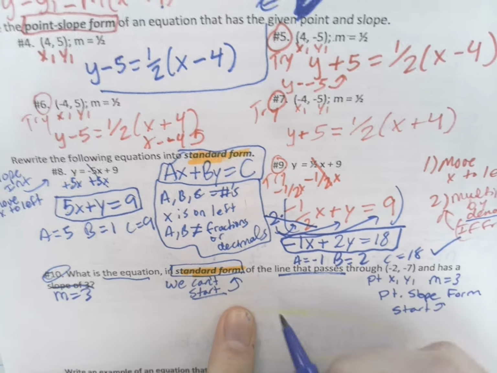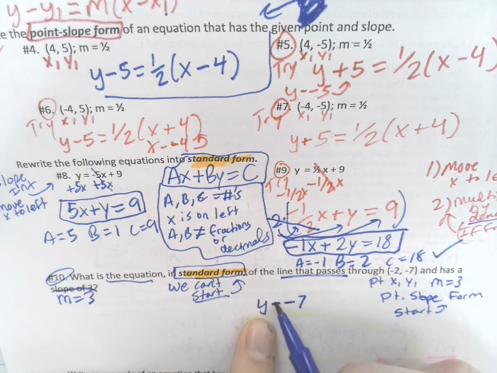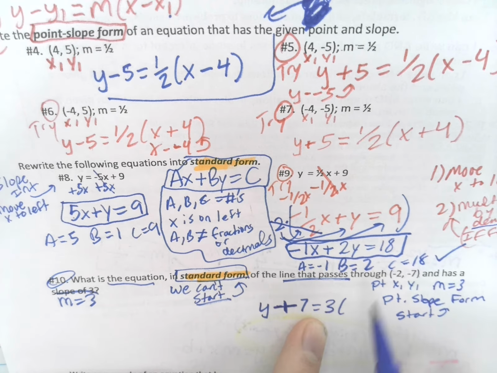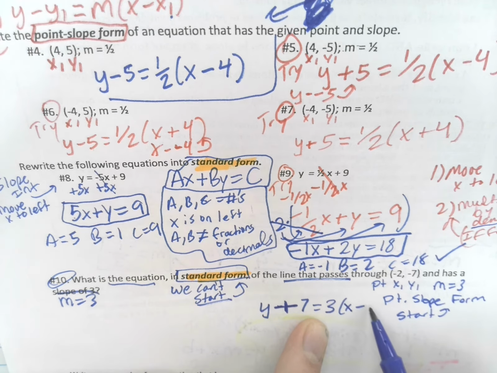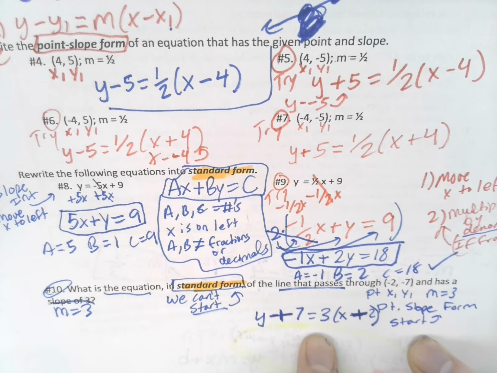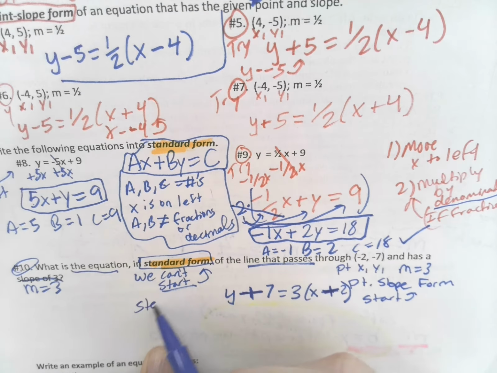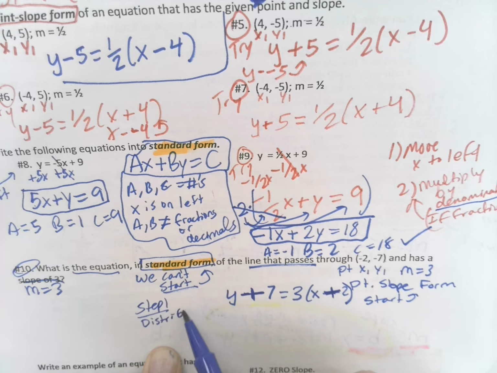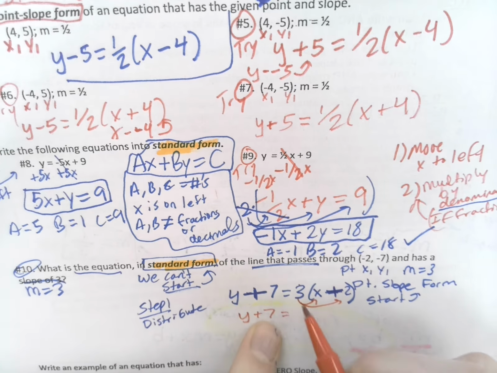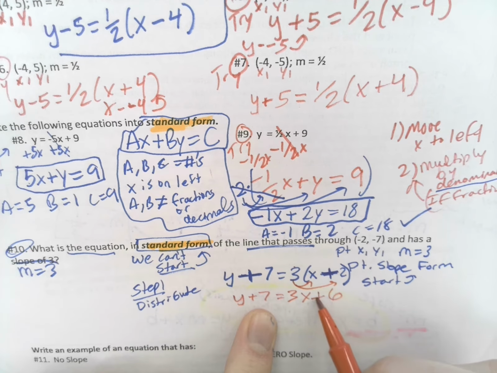So we've got y minus, y1's a negative 7. So really, that's plus 7 equals our slope, 3, parentheses, x minus, negative 2. That's really plus 2. So we've got point slope form here. Now we want to go to standard form. That's going to require us to do some simplifying. So step 1, distribute. Let's go ahead and start simplifying a little bit. So 3 times x, 3 times 2. 3 times x is 3x. 3 times 2 is 6.